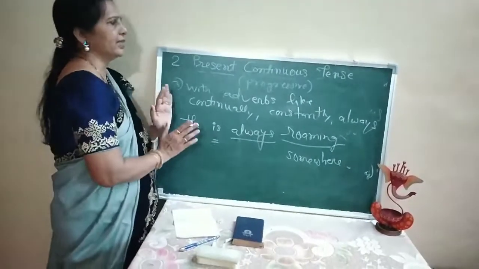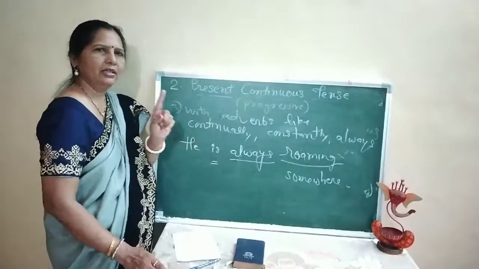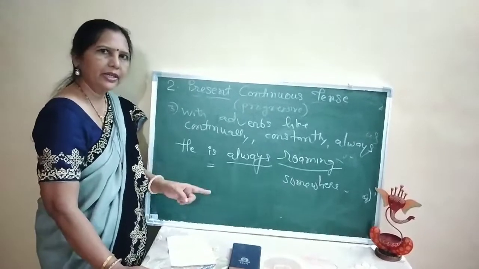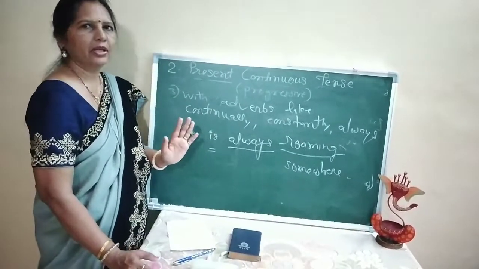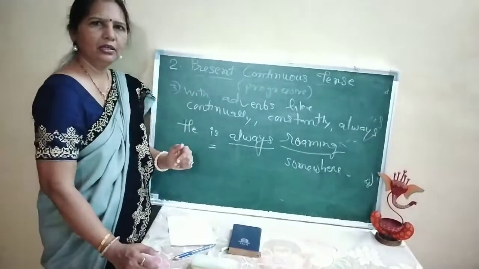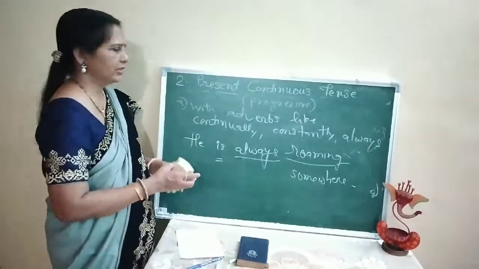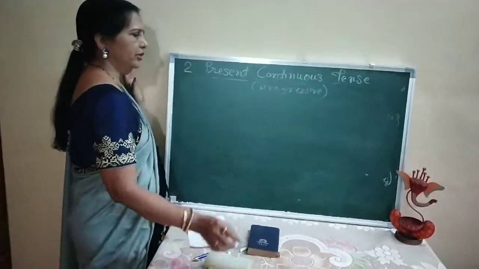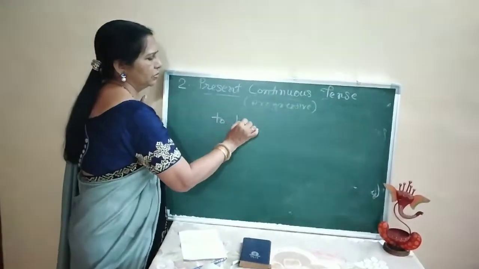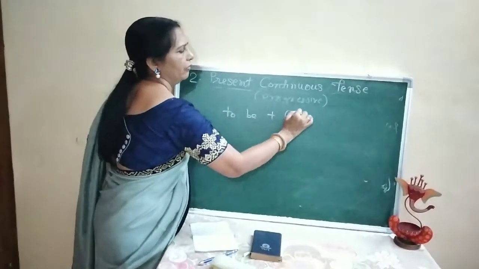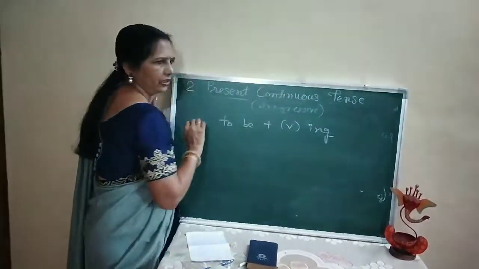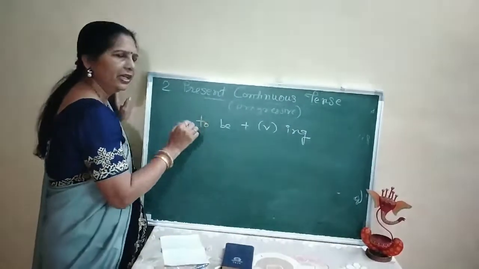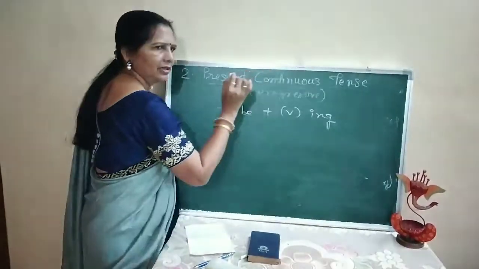So, in these three cases, we use present continuous tense. Number one, when the action is continuous at the time of speaking. Second, for some future plan. And third, with some adverbs like constantly, continually or always. Now, what is the pattern of this tense? We are using a form of to be plus V1 along with ing. The girl is singing. We are using is plus sing plus ing.